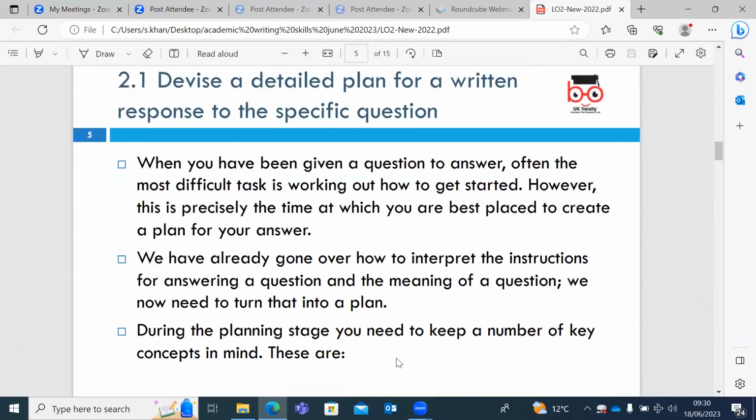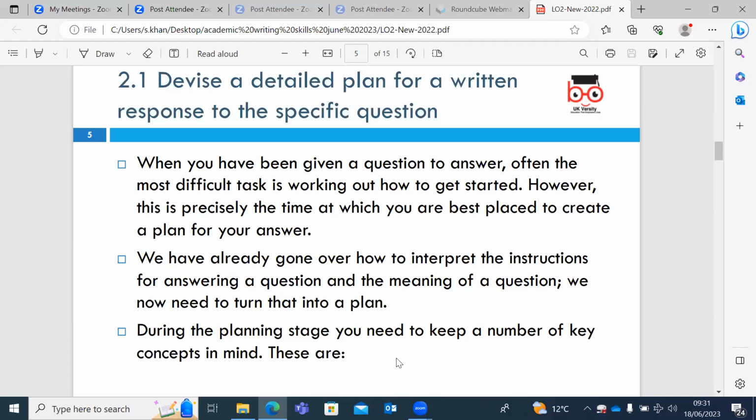2.1. Devise a detailed plan for a written response for a specific question. So when you have been given a question to answer, often the most difficult task is working out how to get started. However, this is precisely the time at which you are best placed to create a plan for your answer. We have already gone over how to interpret the instructions for answering a question and the meaning of the question, which was learning outcome 1. We need to now turn that into a plan.